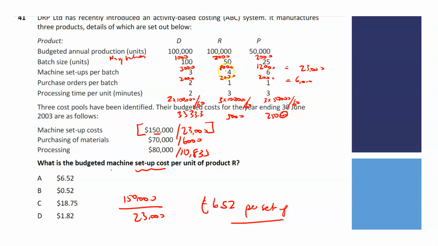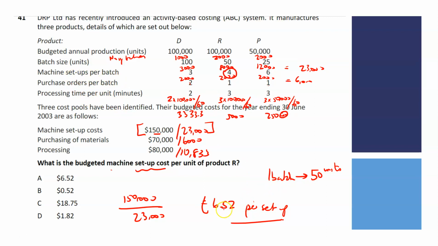And product R, I have 4 setups, if you like, when I'm trying to work on a batch. So I have a batch of 50 units. So it says you need 4 setups. This is per setup. So for every batch of 50 units, one batch has 50 units in it. So in order to set the machine up, you need 4 setups, if you like, just to deal with a batch. You can see machine setups per batch.